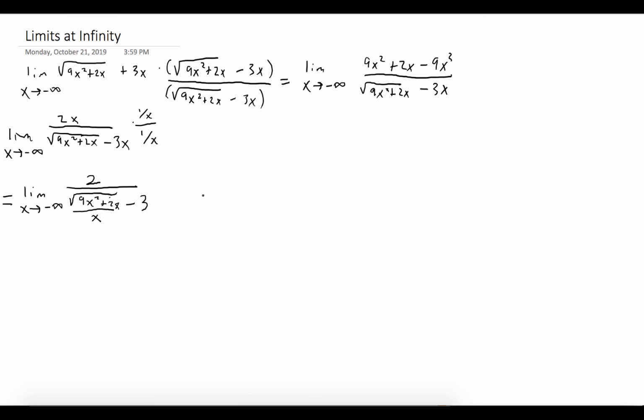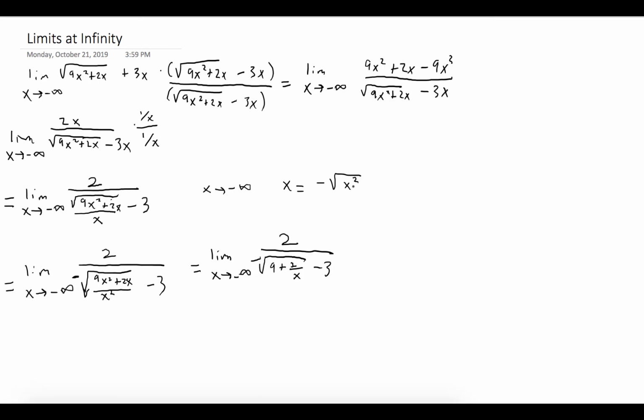And so now what we have to recall is that when x goes to negative infinity, x is equal to negative the square root of x squared. So we could replace this x with negative square root of x squared, and then we could bring it into this square root. So I'll do that off camera again.